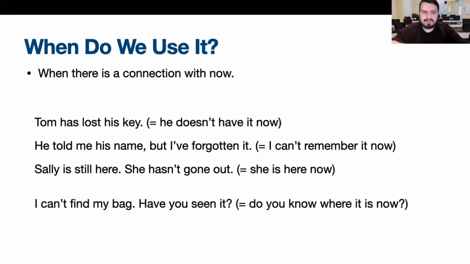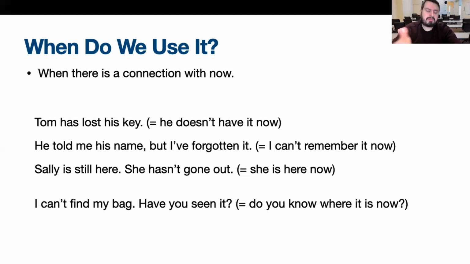Where are they? He told me his name in the past, but now I have forgotten it, because now I can't remember it. That's why I have forgotten it. Sally is still here. She's here right now. She hasn't gone out. She didn't go out before, and she is still here now. I can't find my bag. Have you seen it? Do you know where it is now?